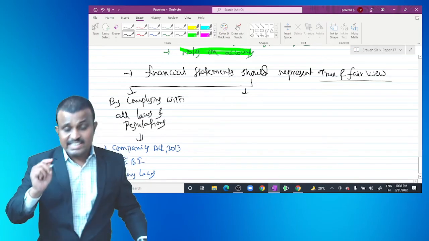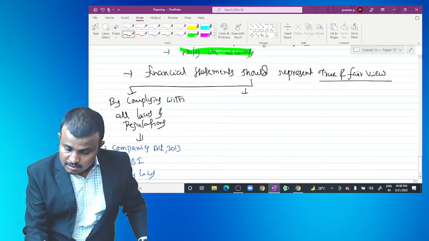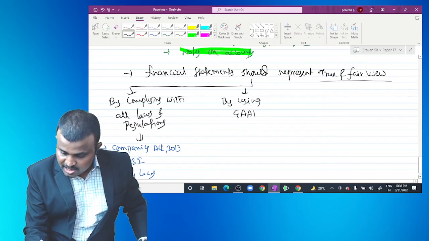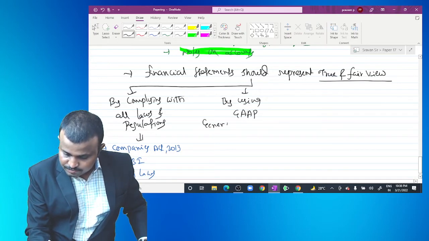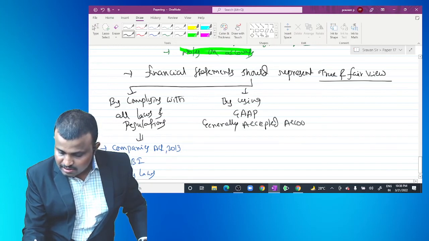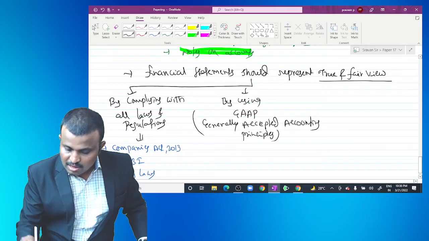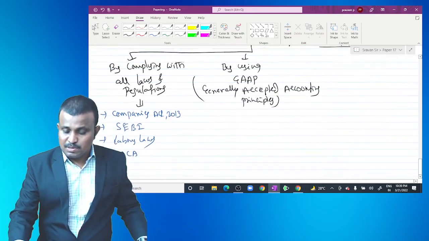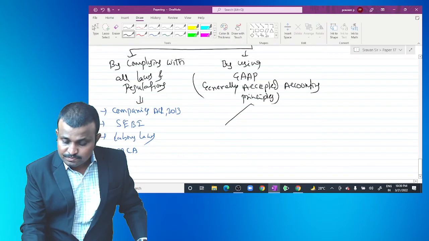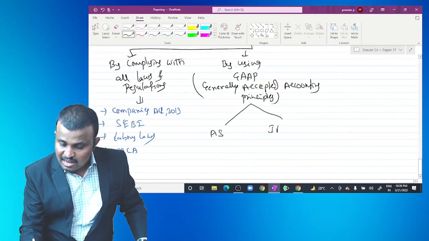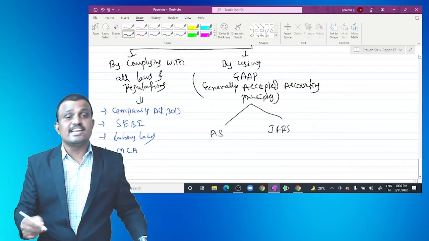And the second one is by using GAAP, generally accepted accounting principles. Generally it contains accounting standards and IFRS or IAS, Ind AS.